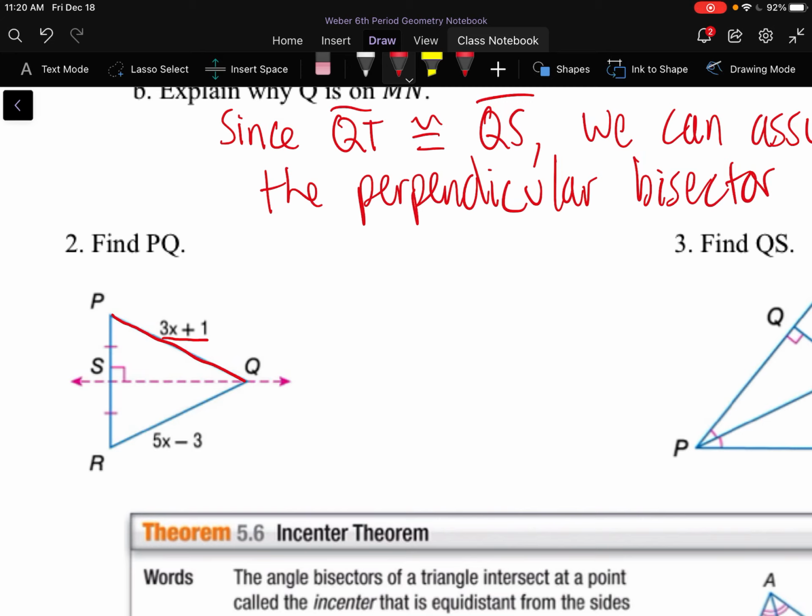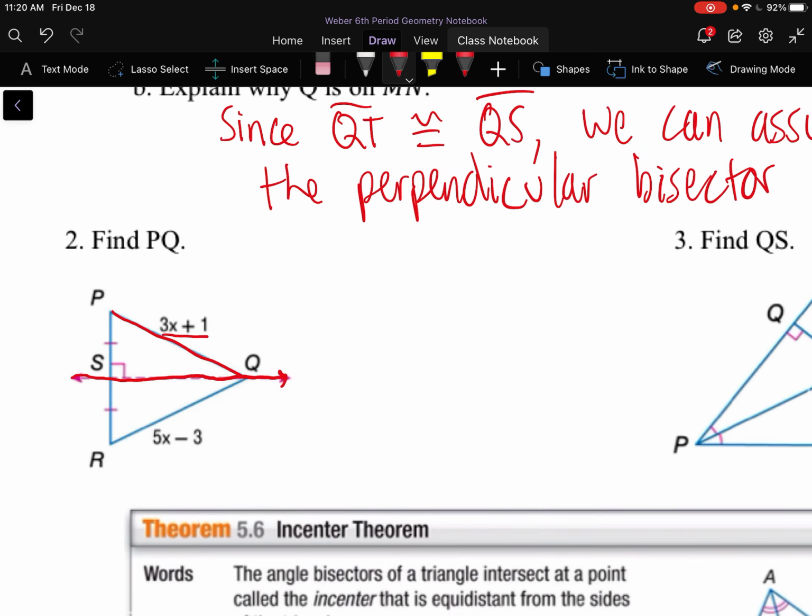Notice that the line SQ here, the dotted line that I'm highlighting now, is a perpendicular bisector. I know that because of this right angle here and these two congruent tick marks. It shows me that this segment is congruent to this segment. Since that's a perpendicular bisector, I can conclude that PQ should be congruent to RQ. If two things are congruent, we can set them equal to each other. So PQ is the length 3x plus 1, and it is congruent to RQ. RQ is the length 5x minus 3, so we can set those equal to each other since they are congruent.